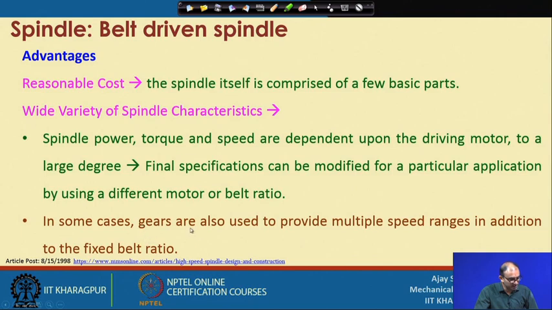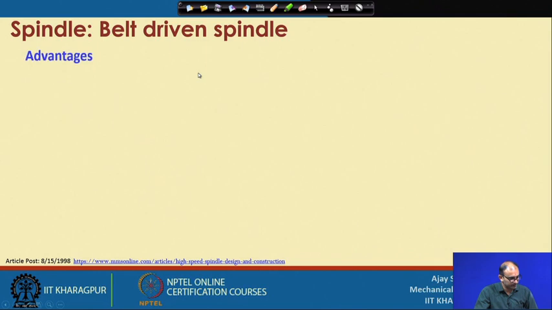In some cases, gears are also used to provide multiple speed ranges in addition to the fixed belt ratio, but mostly people do not go with gears, because when you are talking about tens of thousands of RPM, it is better to avoid gears. Gears have a very large contact area, and noise and alignment are also a problem in that case. But when you are talking about low RPM, at that time you can go with a multiple range of gears to increase the speed range, or you can regulate the speed to a lower or higher level. So, these are the advantages of using the belt spindle.